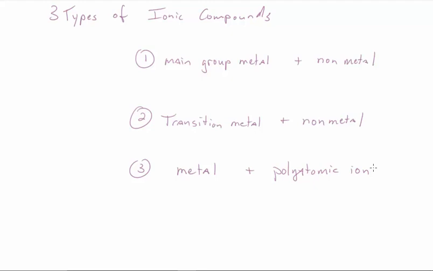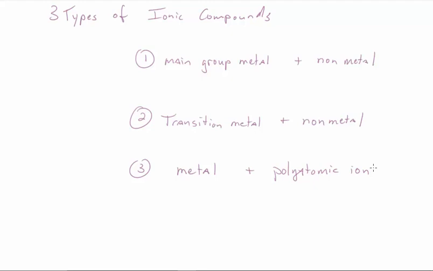But what we're going to do is I want to point out the 3 different types of ionic compounds that we're actually going to learn to name in this particular class. The first one is what we're going to do today, and these are our main group metals and a nonmetal. And we'll learn how to write the formulas based on ionic charges and balancing out those charges.